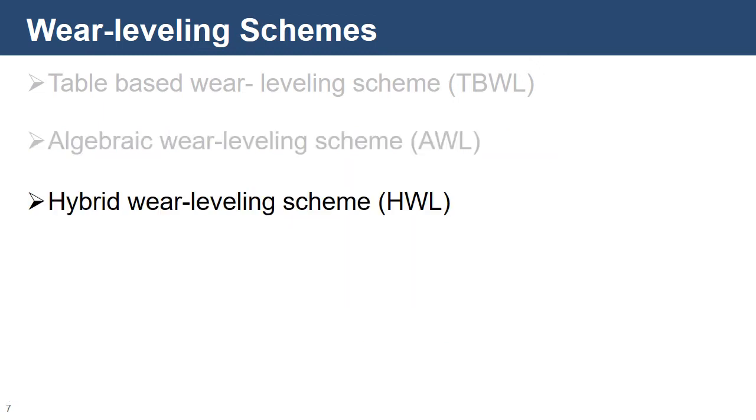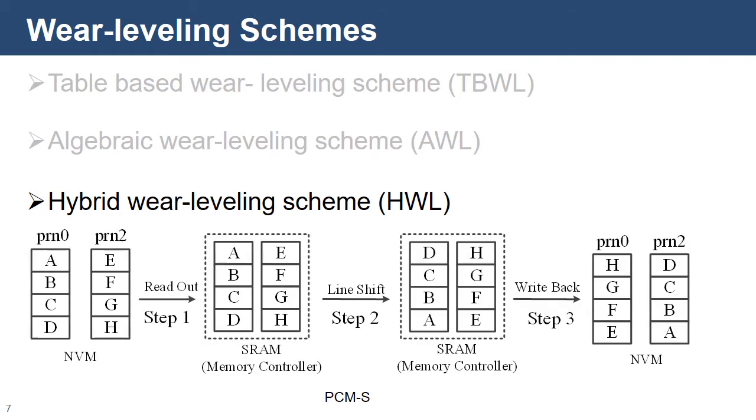Hybrid wear-leveling schemes combine the algebraic and table-based wear-leveling schemes. HWL uses a table to record the relationship between 2 regions, and leverages the algebraic function to obtain the physical address of one logical line in the region. For example, in PCM-S, the data are shifted within the region, then data are exchanged between 2 regions. PCM-S needs a table to record the relationship between physical region number and logical region number. They also need the algebraic function to obtain the physical address of one data in the region.